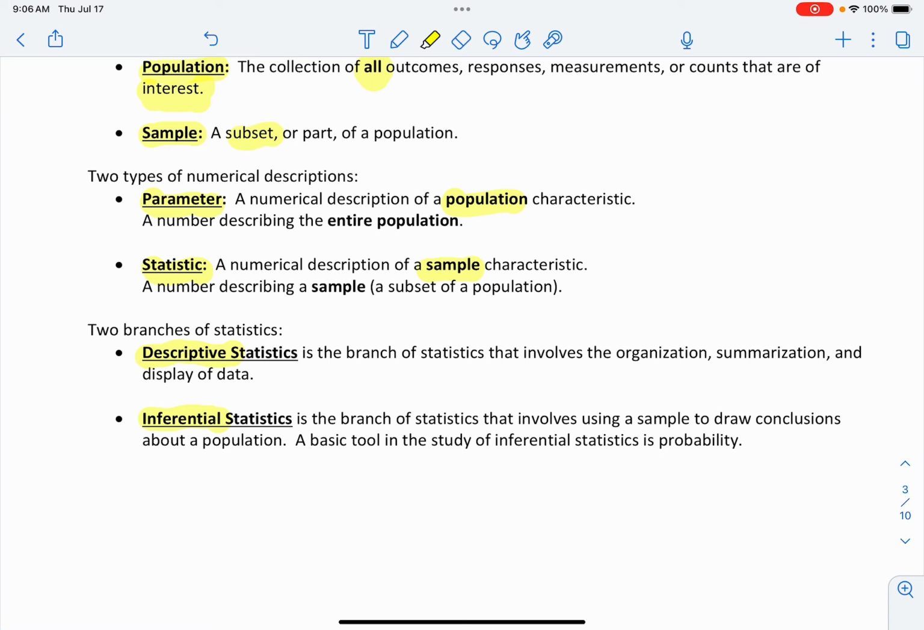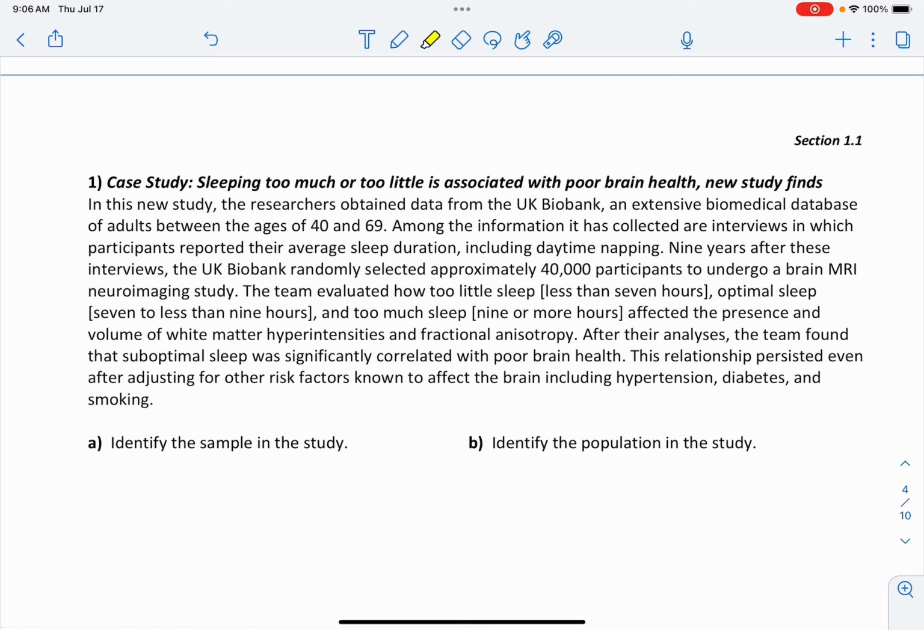Here's a case study. In this study, we have adults between the ages of 40 and 69. So it looks like that's a key piece of information there. This is about sleep duration. After 9 years, approximately 40,000 participants were selected to undergo brain MRI. So it looks like they're the subjects in this study, and then there's an evaluation that took place. So let's try to come up with some answers to these questions.